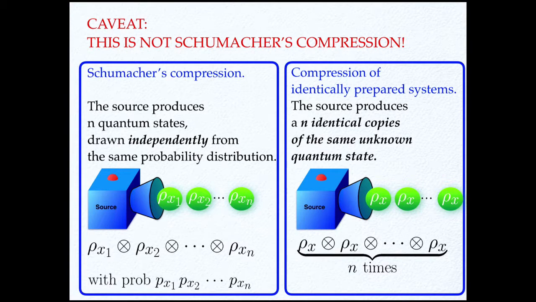In our case, the source always produces the same state. So there is a perfect correlation between subsequent uses of the source. So what we have is rho x tensor n instead of rho x1, rho x2, ..., rho xn. And notice that I didn't put a probability distribution here because literally we don't need it. It's pretty irrelevant what probability distribution I put here. So it's a really different setting. You cannot use the results from Schumacher compression to understand this particular problem. The rates are very different. Everything is totally different here.